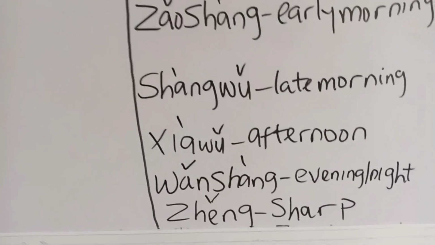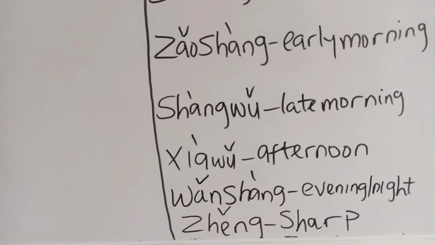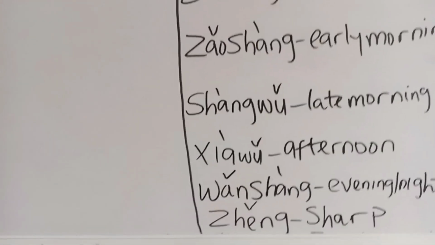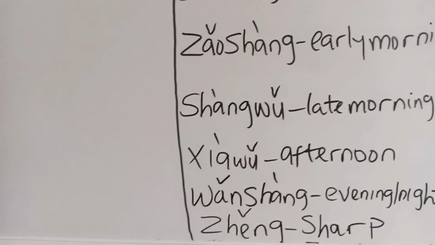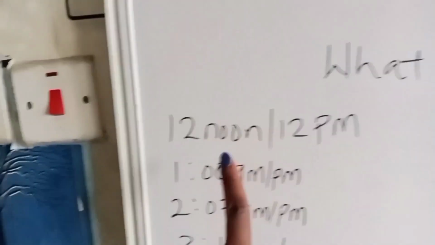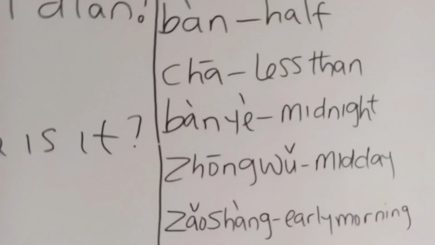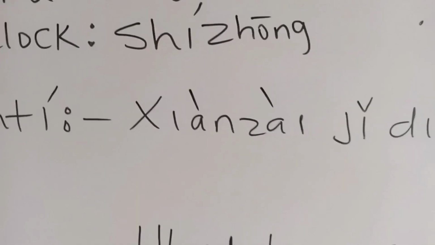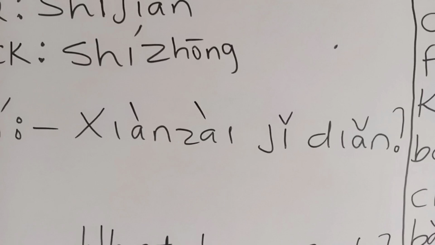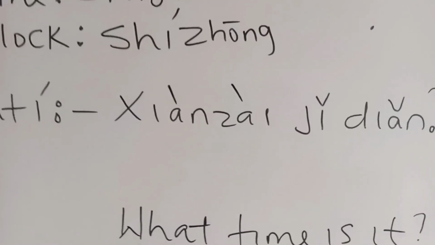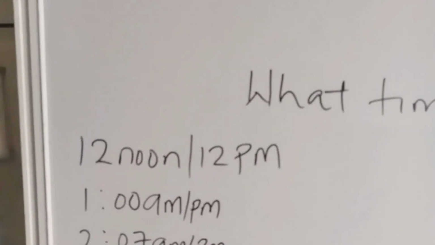Zhōng is sharp, like when you want to say 1 o'clock sharp. 现在1点整, it is 1 o'clock sharp. So now this is 12 noon. What did I say you call midday? Midday is 中午. So if you are asked 现在几点 and it is noon and you want to say it is noon, what you say is 现在中午.